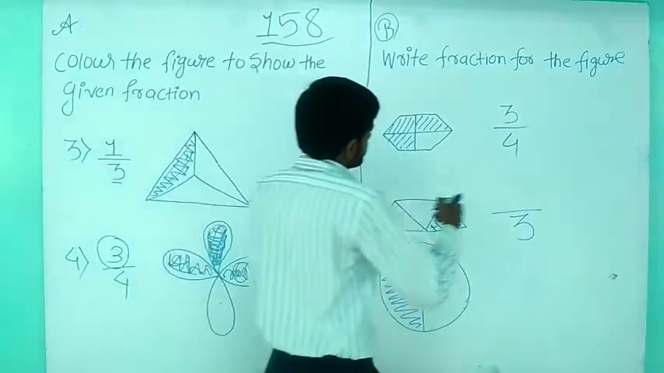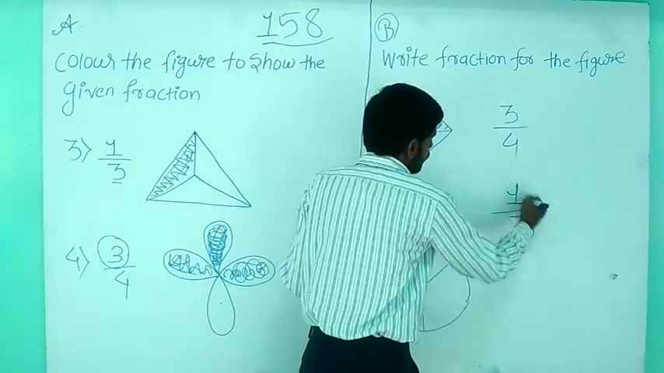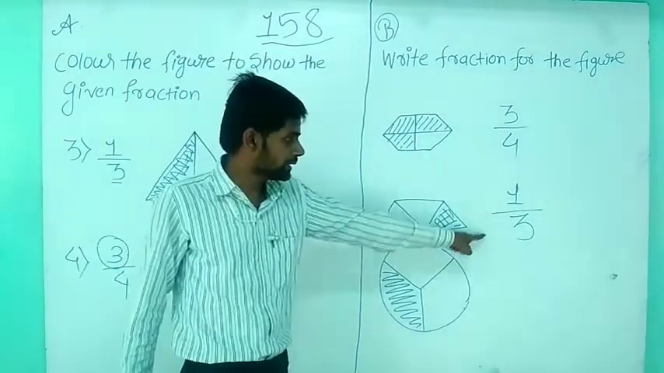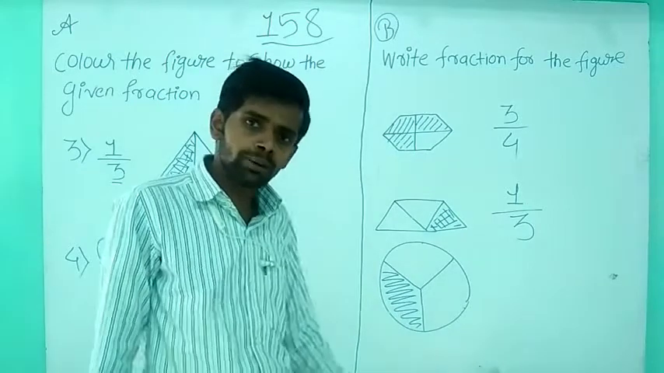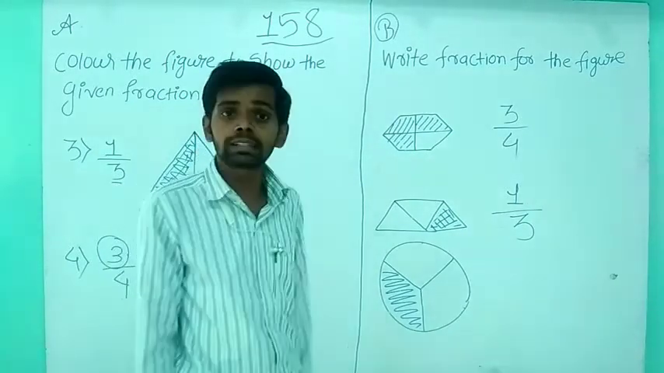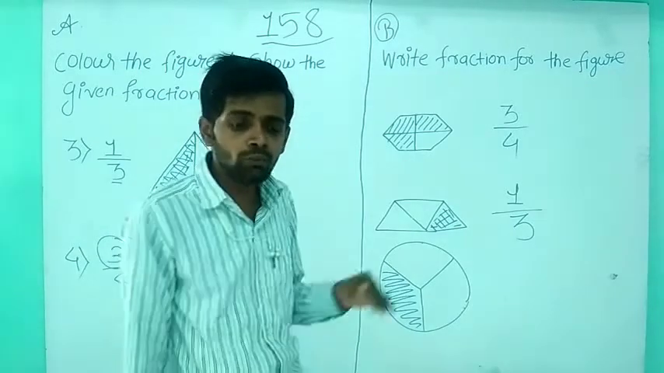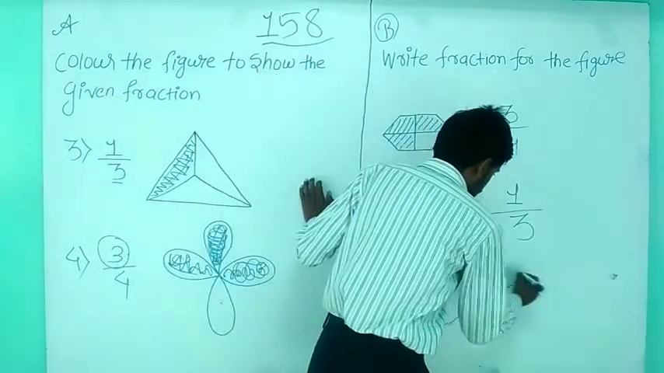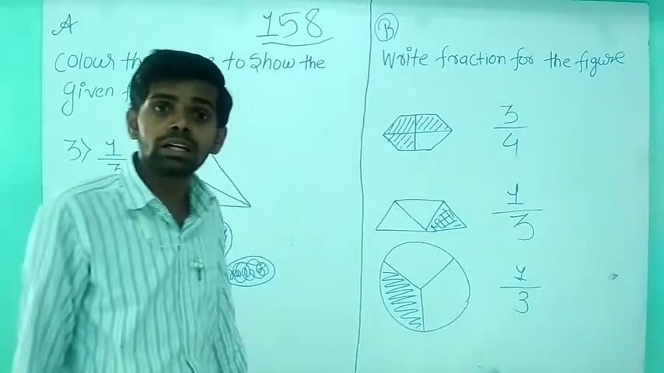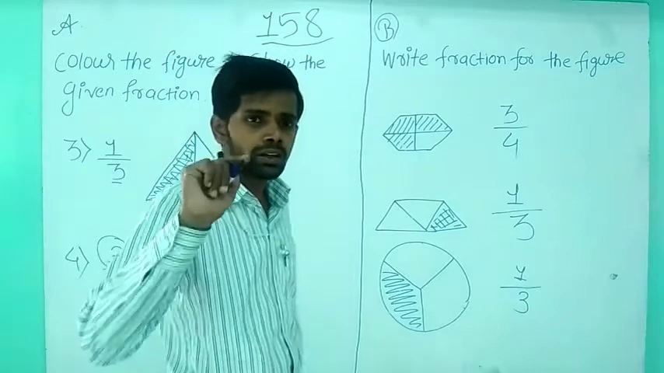Okay. तो हम लोग यहाँ लिखेंगे 1 by 3. Okay. This figure is showing 1 by 3. Out of the 3 parts, only 1 part is colored. Okay. Here is also total number of parts are 3. और 3 में से एक जो है वो कलर किया हुआ है. That's why we will write here 1 by 3. Got it, everyone?